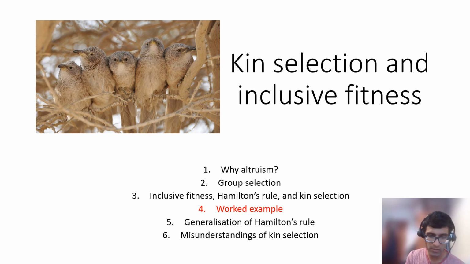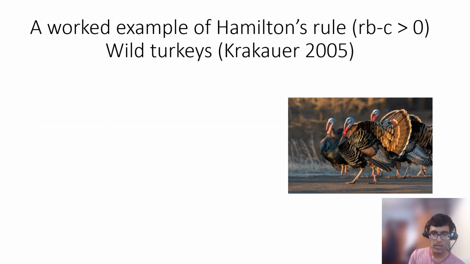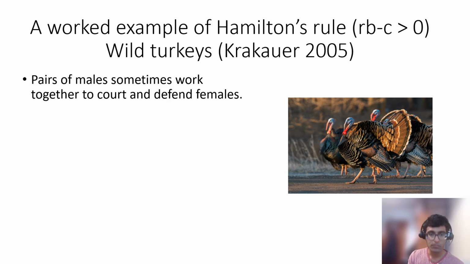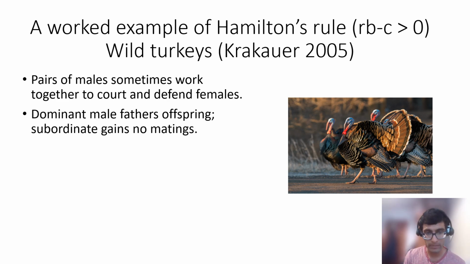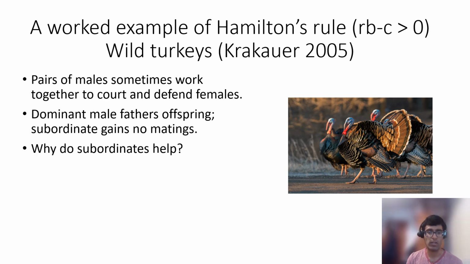So this is all very theoretical. Let's do a worked example. We're going to look at wild turkeys, which sometimes breed cooperatively. Pairs of males will sometimes work together to court, to attract, and to defend females from other males. The dominant male does father offspring, but the subordinate gains no matings, so presumably does not father any offspring. So why on earth is the subordinate helping?